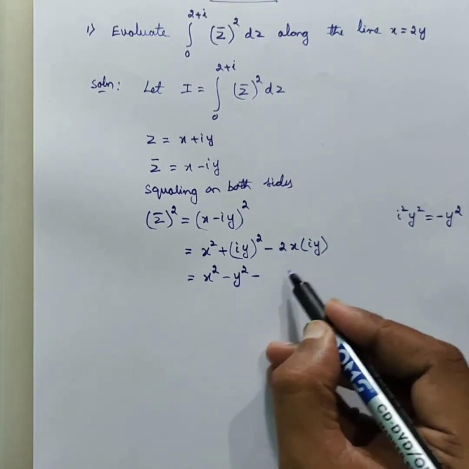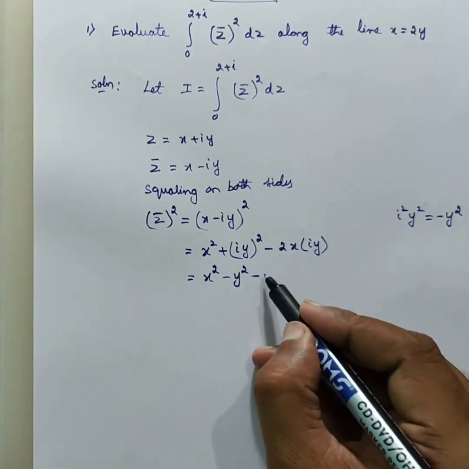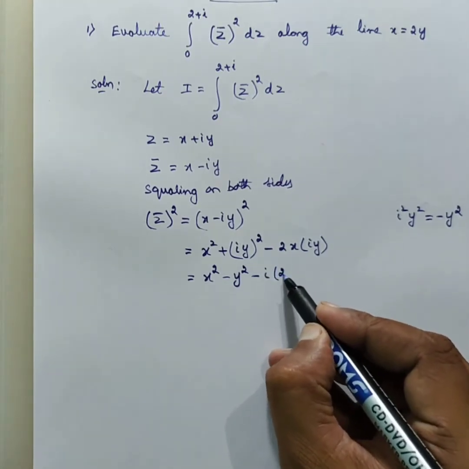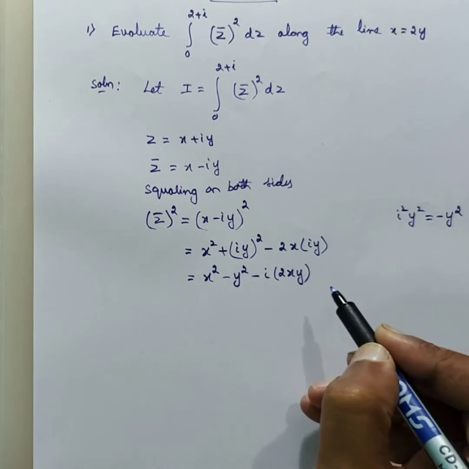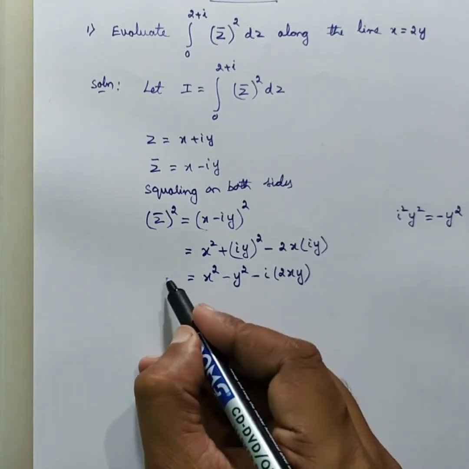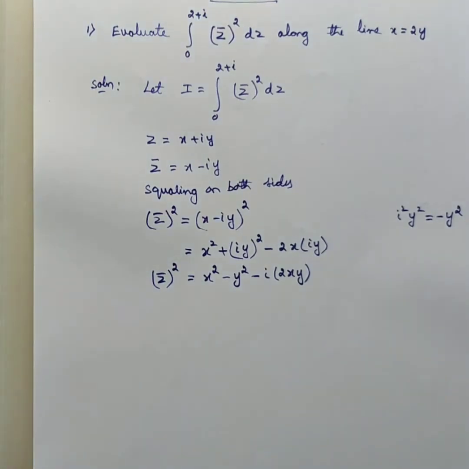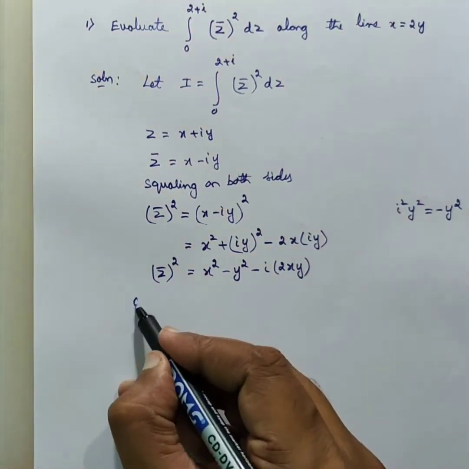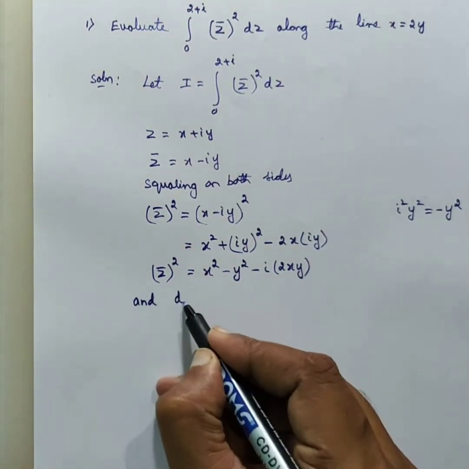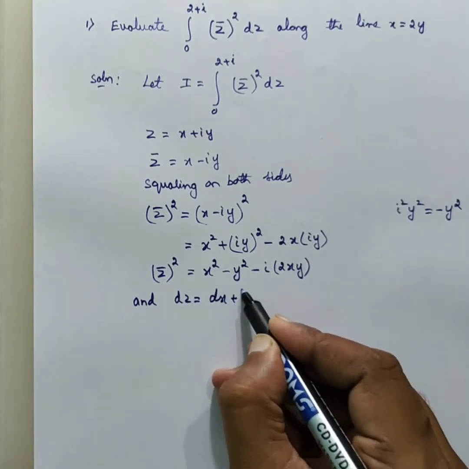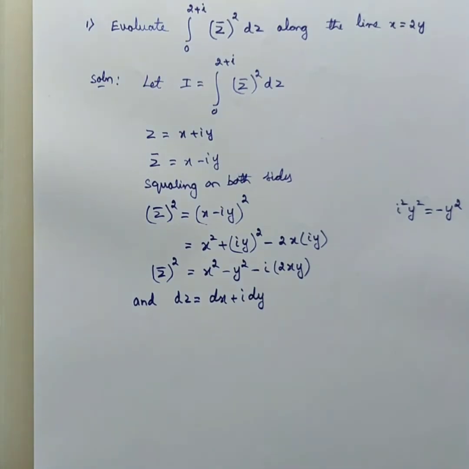And this minus i will be as it is. We will be left with 2xy. So we have got this particular value. And also we know the value of dz. dz is nothing but dx plus i times dy.